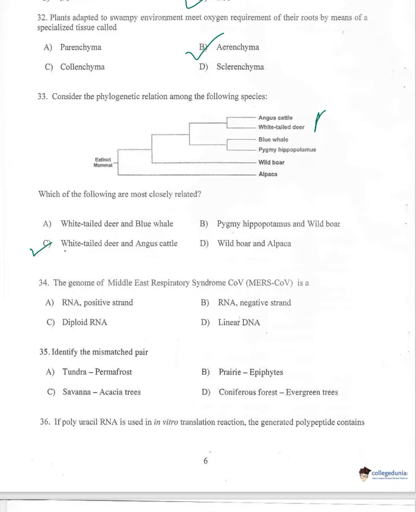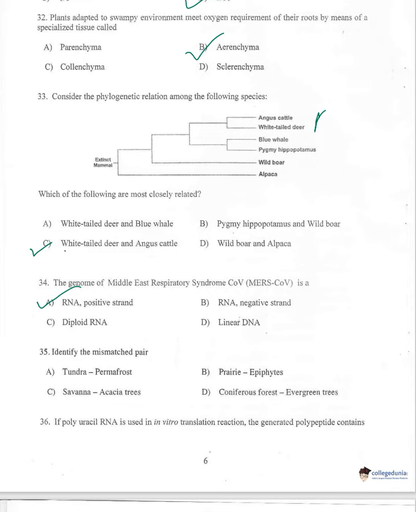Question 34. The genome of Middle East Respiratory Syndrome coronavirus, the MERS virus, is A, RNA positive strand, B, RNA negative strand, C, diploid RNA, D, linear DNA. The option A, the RNA positive strand, is the correct option.